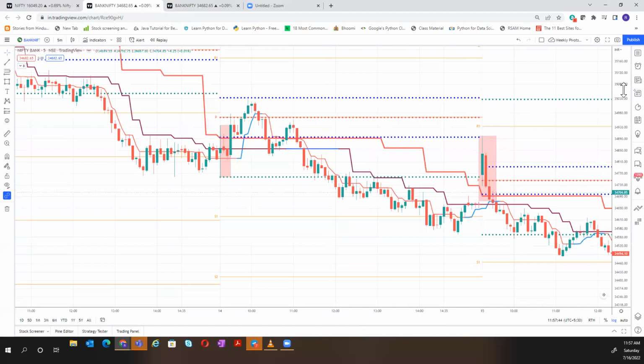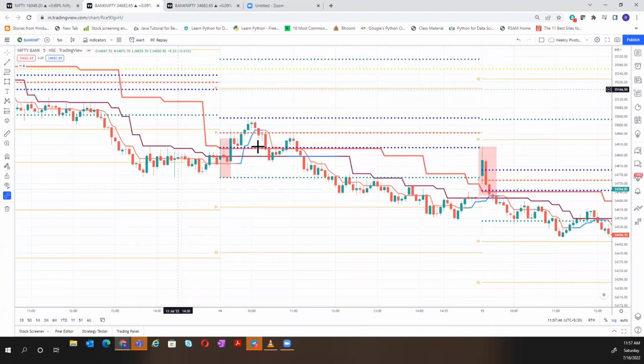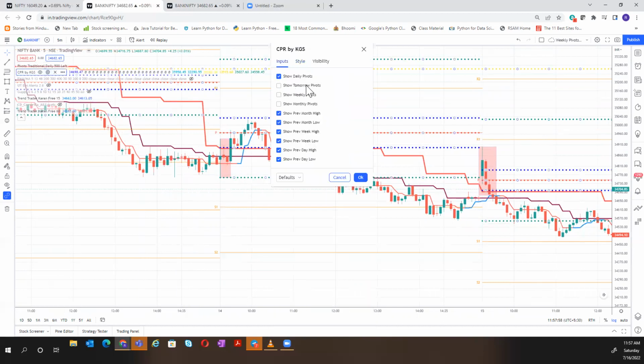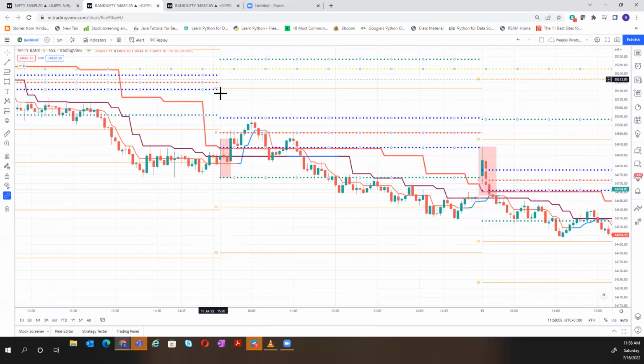Watch another one. This is also a descending CPR. So a day before, when the market closed on 13 July, this can be plotted, right? You have CPR by KGS. If you follow, you have the show tomorrow's pivots option. If you put tomorrow's pivots, we can identify the next day's CPR. So for the next day's CPR, you already have a market bias based on price action telling you that the market can go down because of the CPR. On this particular day, the market opens near the previous day low.